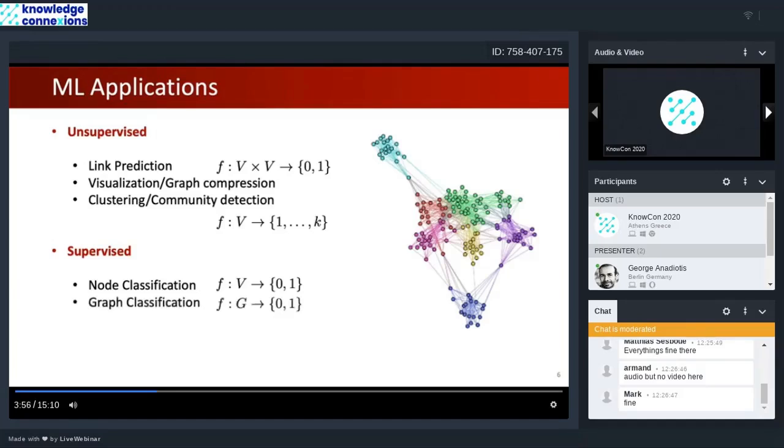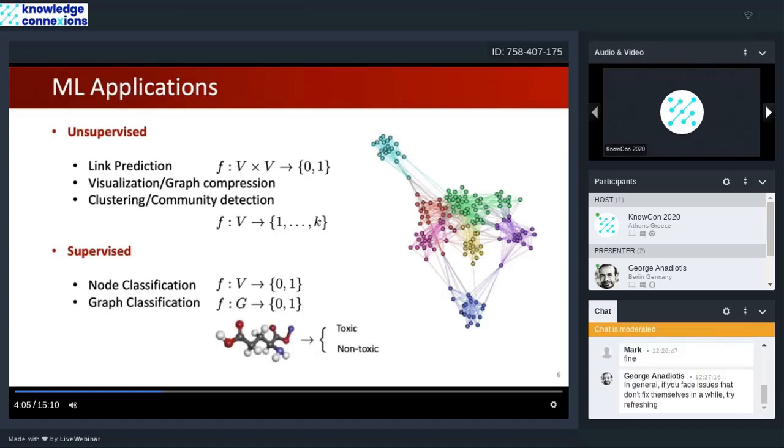Finally, another important supervised task is graph classification, where we may want to predict an attribute about the entire graph. So for instance, in chemistry, we may want to predict whether a molecule is toxic or not, and this is a graph classification problem.